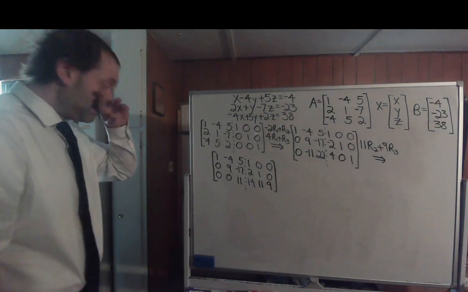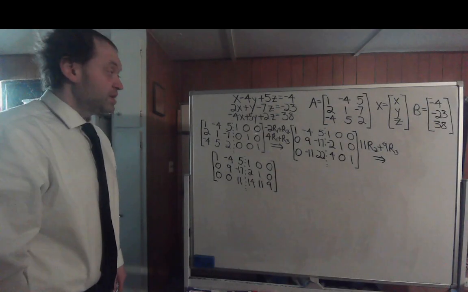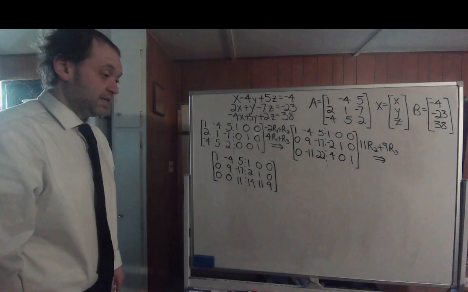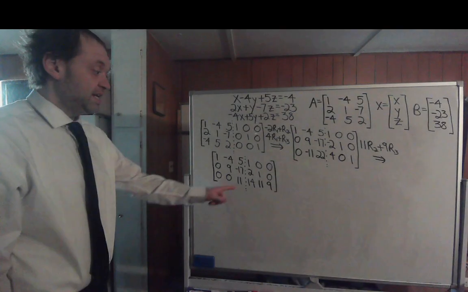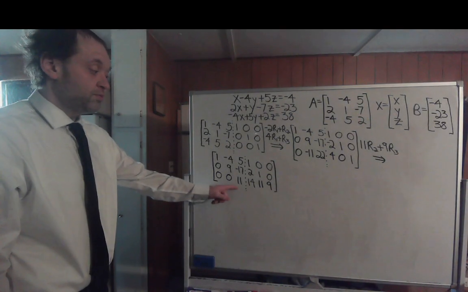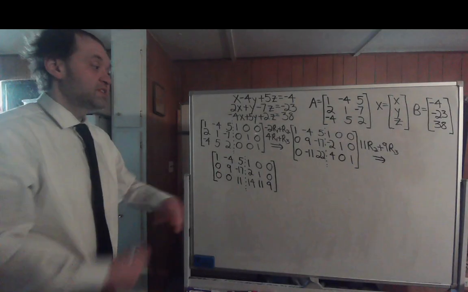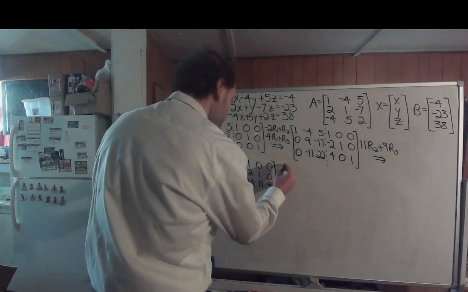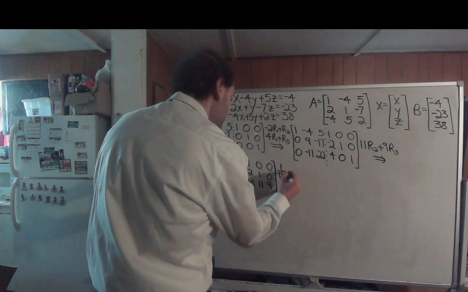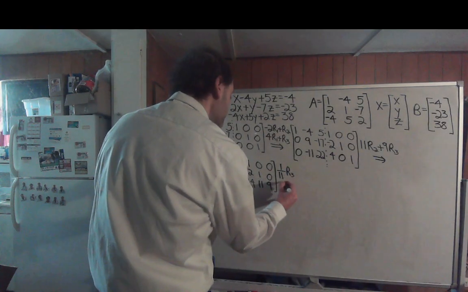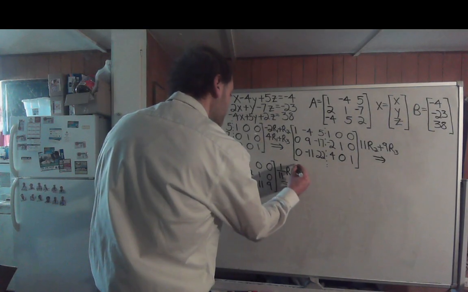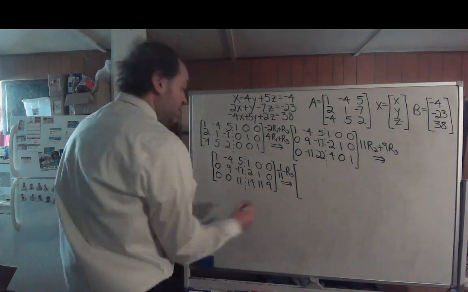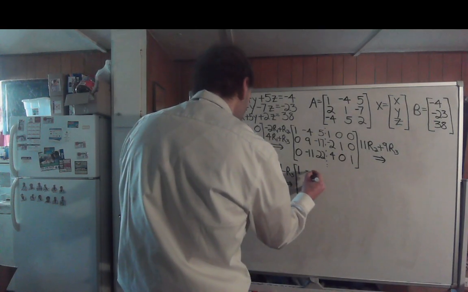Well, the only thing left to do at this point is to make the leading digit in row 3 a 1. So we're going to have to take 1/11th of row 3. That's the only thing we have left to do at this point before we can go any further. So rows 1 and 2 will be left alone.